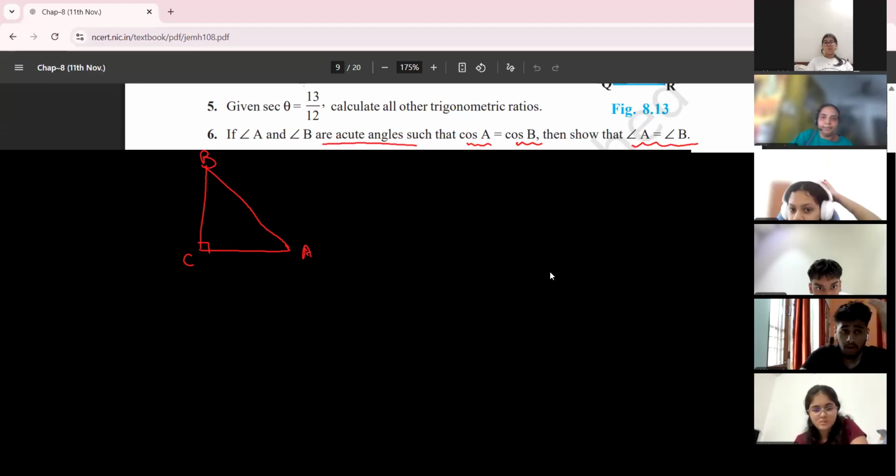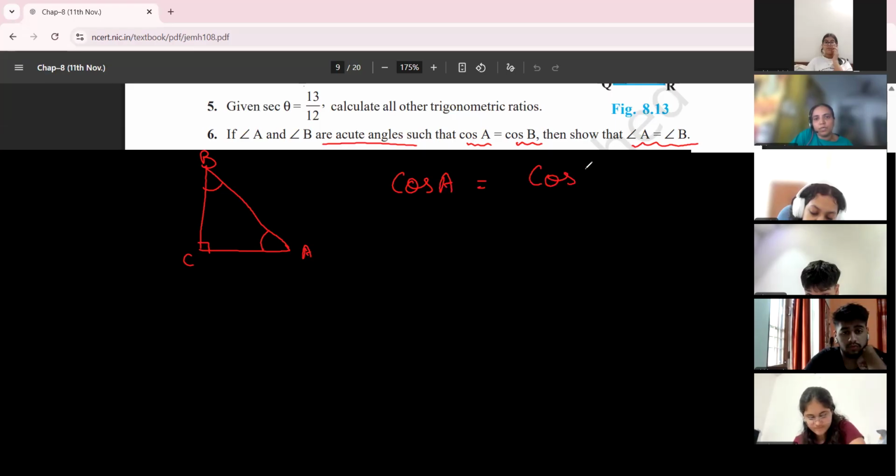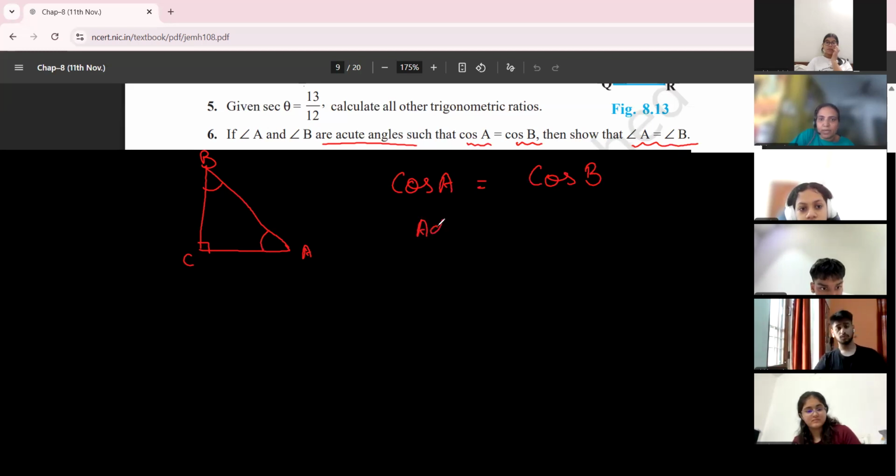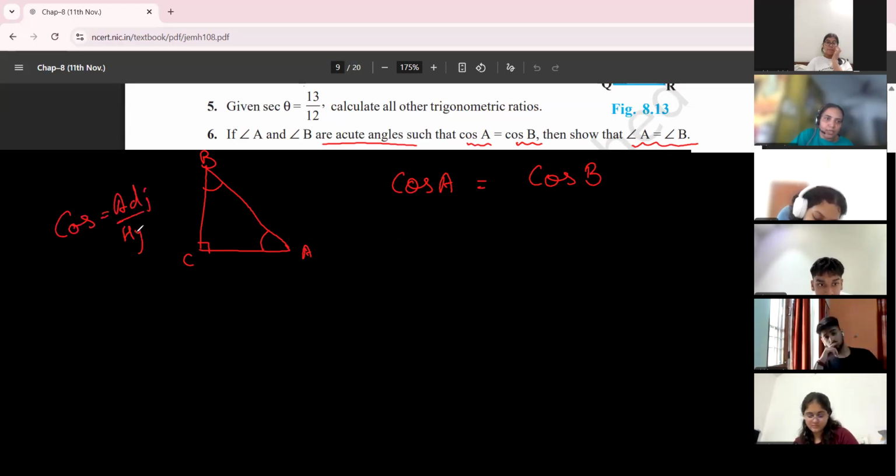How do we do that? If they are saying cos A is equal to cos B, so I will write for cos A, which is equal to cos B. I will write cos A is, SOH CAH TOA, that means adjacent by hypotenuse, right? For both, I will write cos is adjacent by hypotenuse here or at a corner.